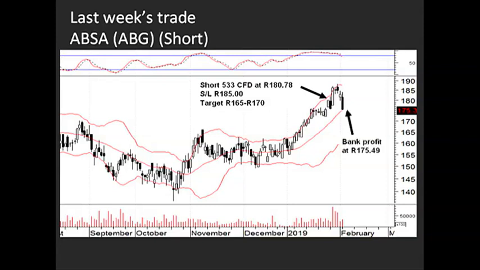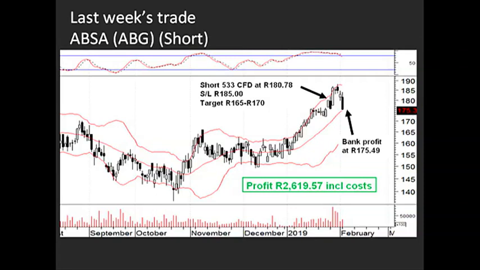We banked profit at 175 rand and 49 cents. Keep in mind we were short from almost 181 rand. So it's not a big profit. It's 2,619 rand is what we make here. I could possibly have left it to see whether we get a bit lower towards that 165, 170 area.